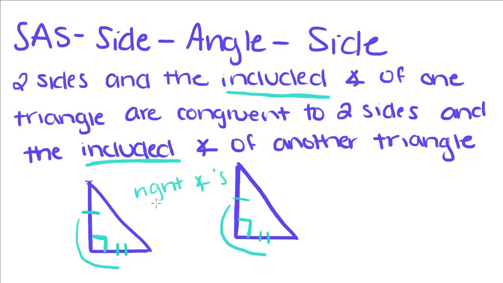That's all that matters. You don't have to know they're right triangles or right angles. But we know that because right angles equal 90 degrees, these two angles have to be congruent because they both measure 90 degrees. So knowing these three things, two sides and the included angle, we're going to call this A and this B. Therefore, we can say that triangle A is congruent to triangle B.